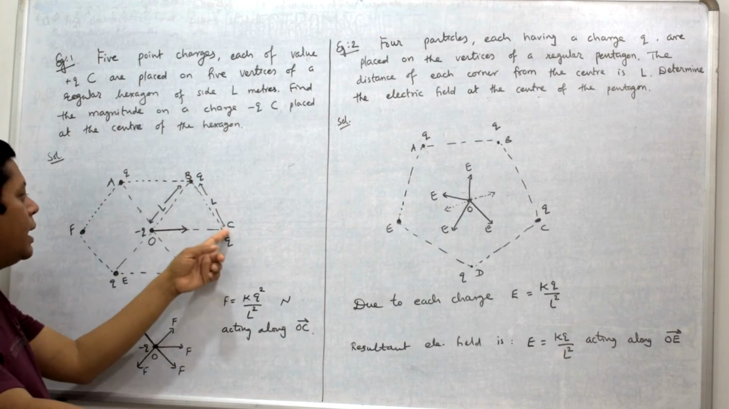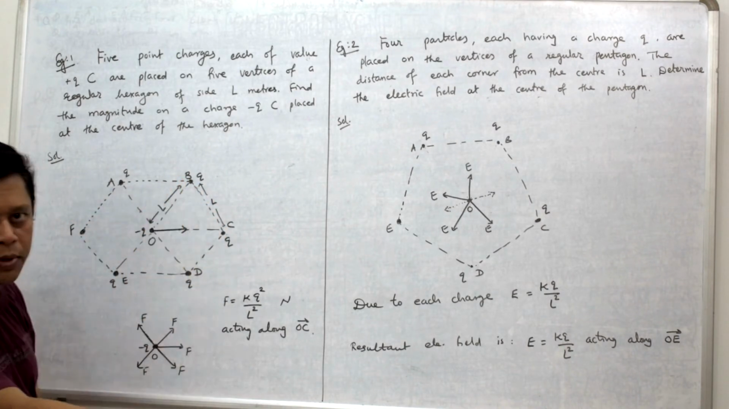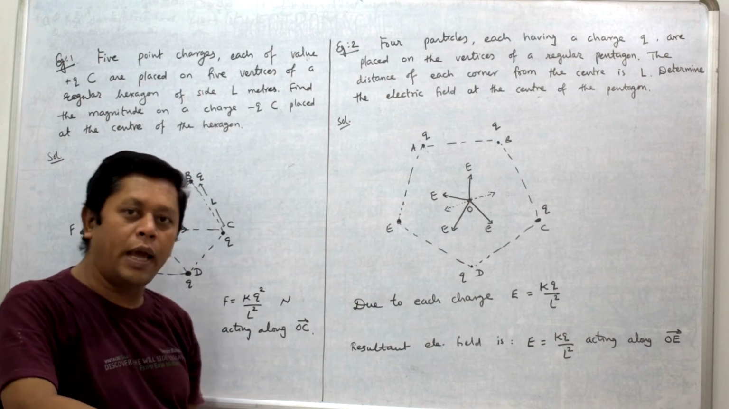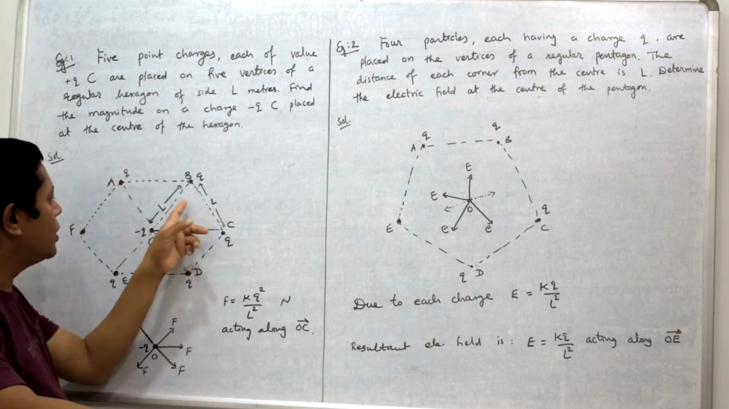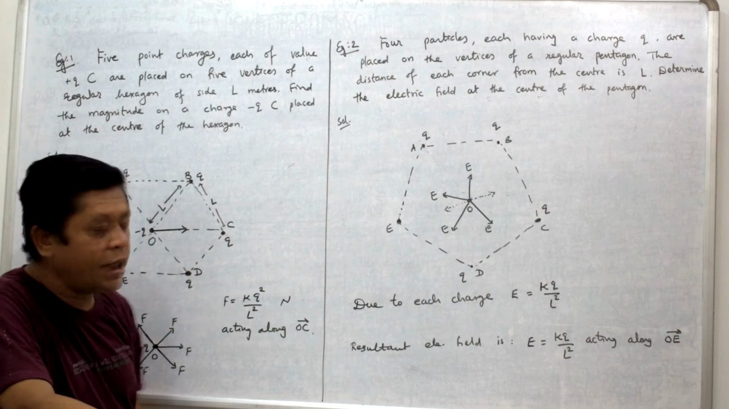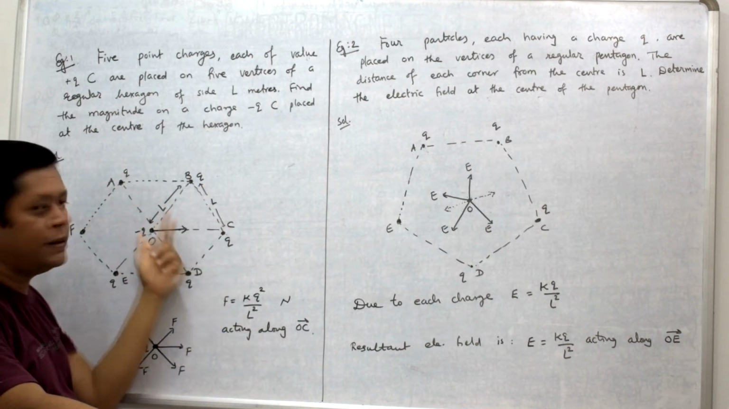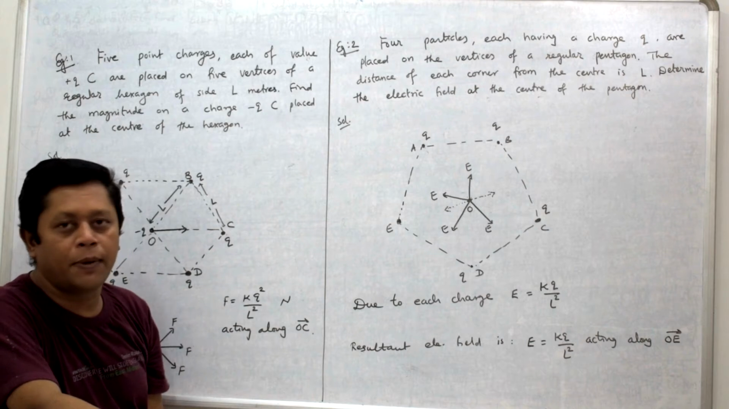See, the side length is L, and it is a hexagon, so the distance of each charge from the center will also be equal to L. In the hexagon, each angle formed at the center will be 60 degrees, and that's why it will be an equilateral triangle. So whatever the side length, that is the distance of each charge from the center.